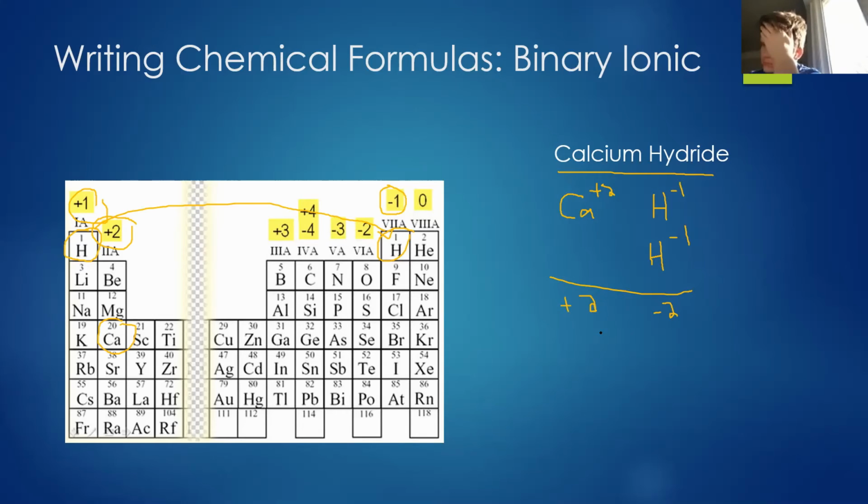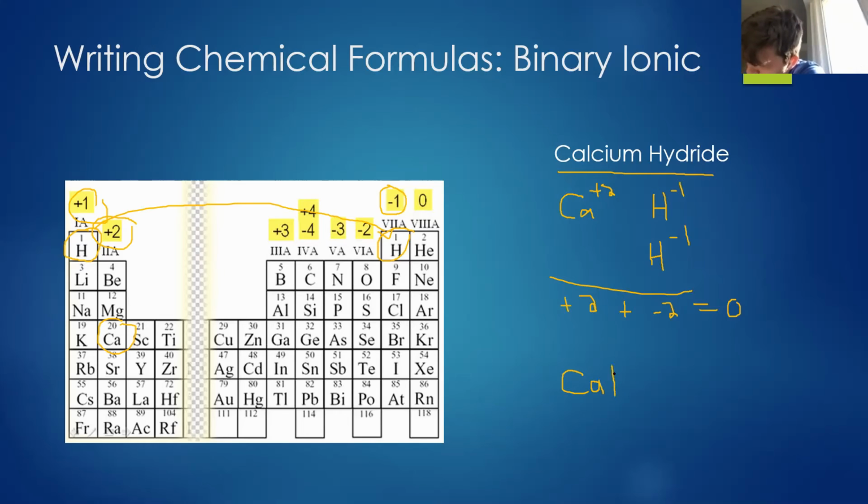So I have a +2 on the cation side, a -2 on the anion side, and when I add those together, they cancel each other out, equaling 0. Agreed? Agreed. So that tells me I need 1 calcium, so my formula will be Ca1, and I don't have to write the 1 because it's just assumed.